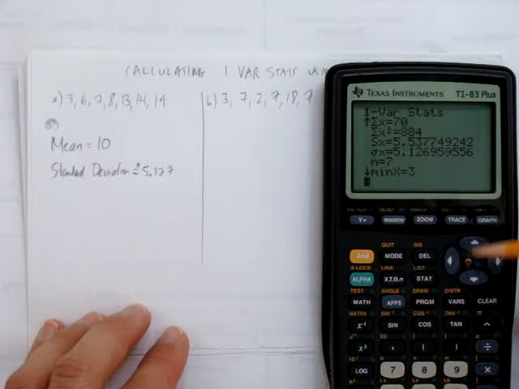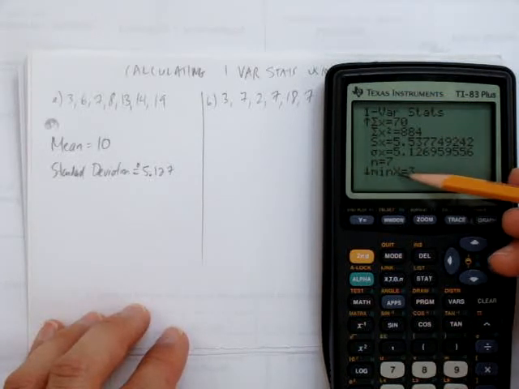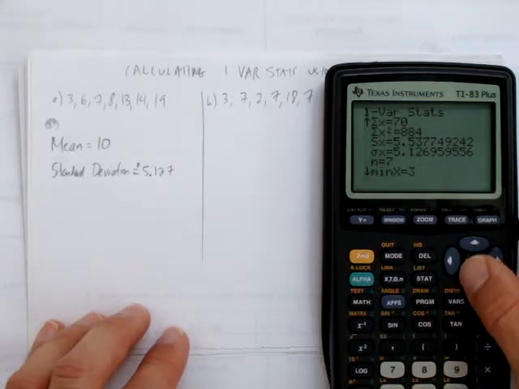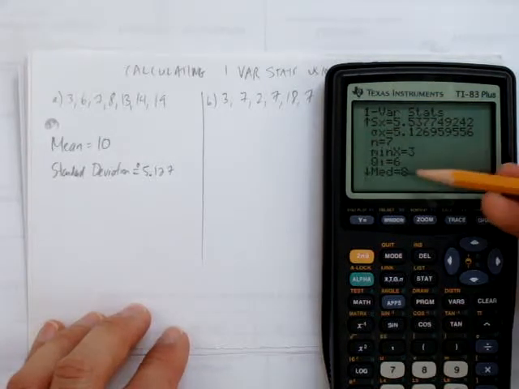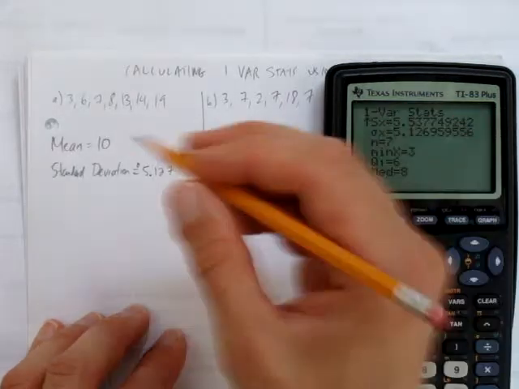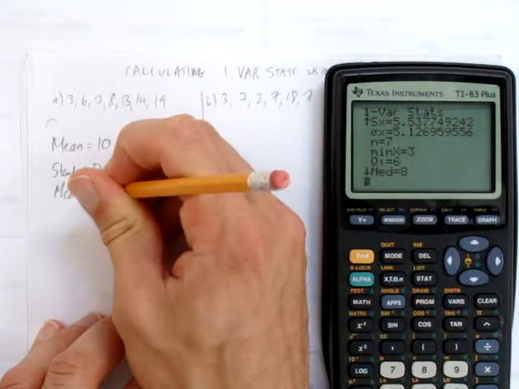What else is interesting in here? I'm scrolling down with my arrow keys. Tells us there are 7 things if we need to know that. Tells us the minimum thing is 3. We can jot that down if we want. And then if you scroll down some more, it'll tell you the median. That's med. So when you look for median, look for med. And now we know the median, which is 8.